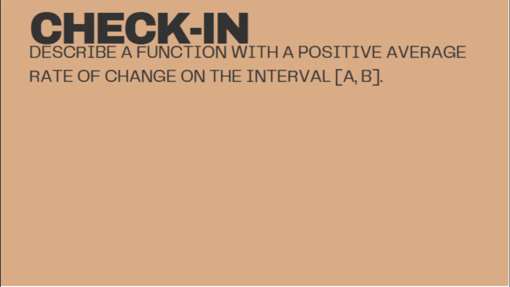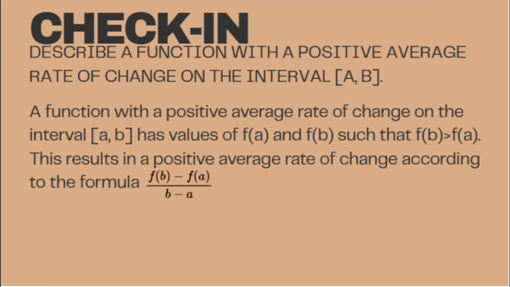Describe a function with a positive average rate of change on the interval AB. What that means is that in general it's going up, regardless of how it looks. It could be a straight line. It could be something wonky. It could be just a slope like that. Generally it's trending up. This one is not. That one's trending down. A function with a positive average rate of change on the interval AB has values of a and b such that b is greater than a. This results in the positive average rate of change according to the formula.